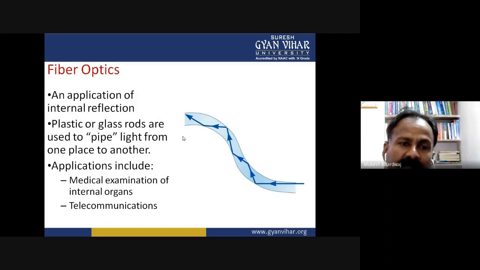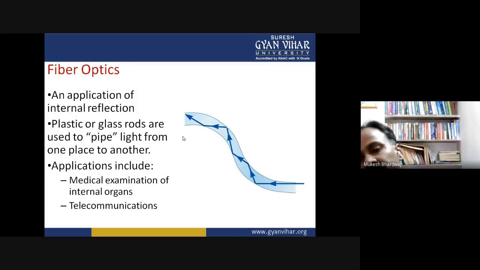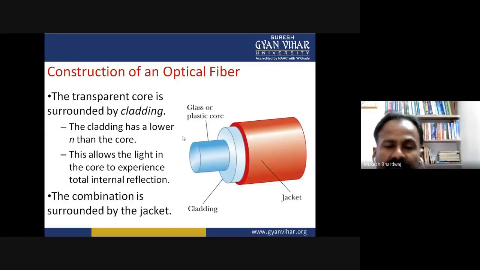Fiber optics, an application of internal reflection. The basic working principle of fiber optics is on the basis of total internal reflection. Plastic or glass rods are used to pipe light from one place to another. Applications include medical examination of internal organs and telecommunication.